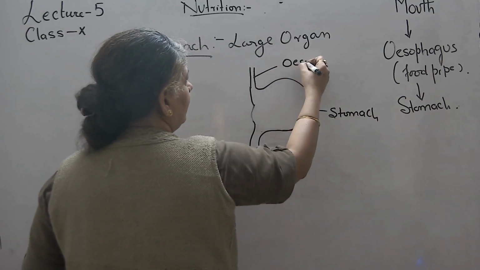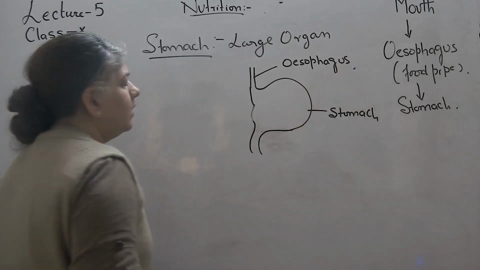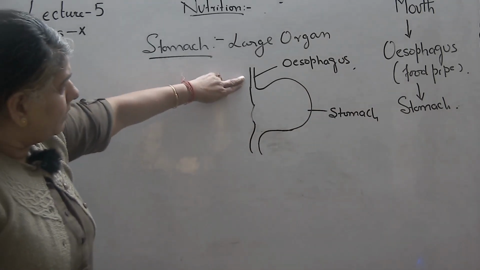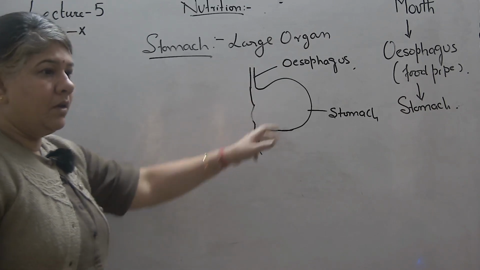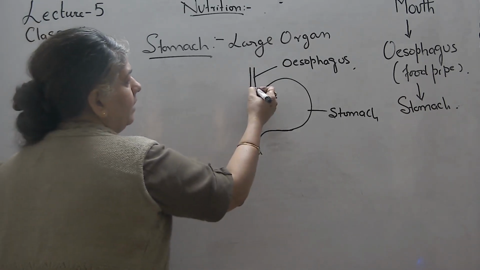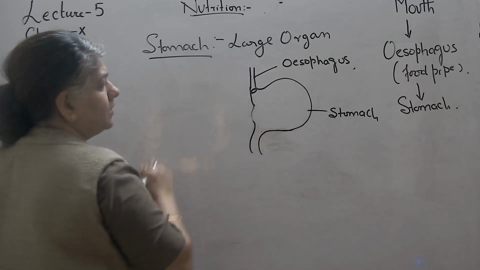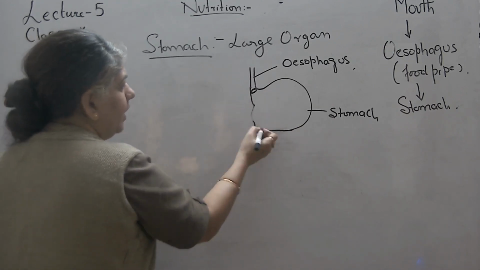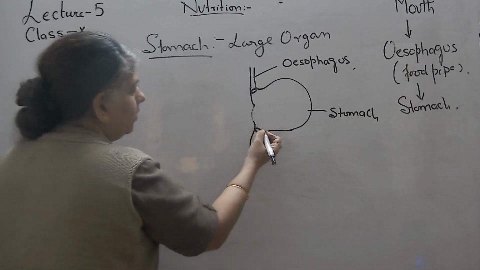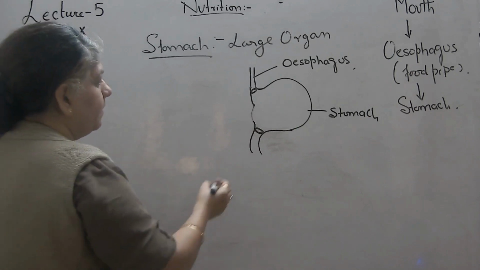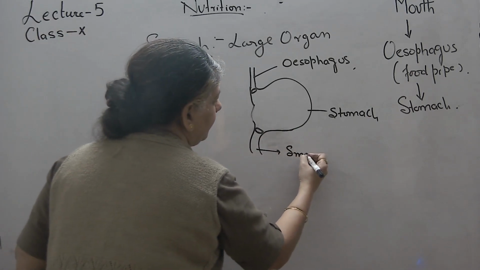Okay. The food that is coming from the esophagus will enter into the stomach, and this opening here is the juncture of esophagus and stomach. And again there is one more juncture or opening here. This is from the stomach to the small intestine.